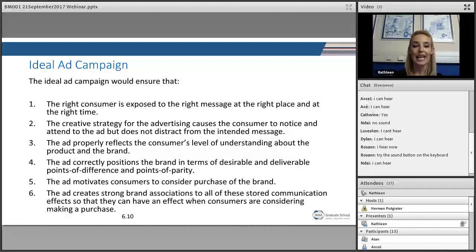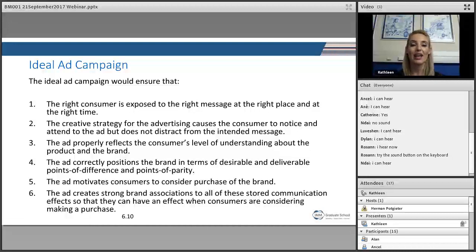4th step is that the ad should correctly position the brand in terms of my desirable and deliverable points of difference and points of parity. So these are discussed in the earlier chapters of your textbook, but to give you a quick recap, a point of difference is the unique characteristics of your brand, and a point of parity are the characteristics that you have that are similar to your competitors.